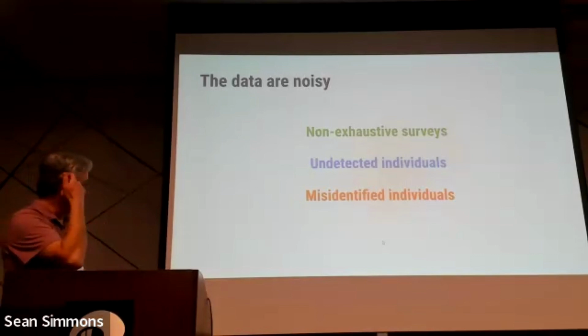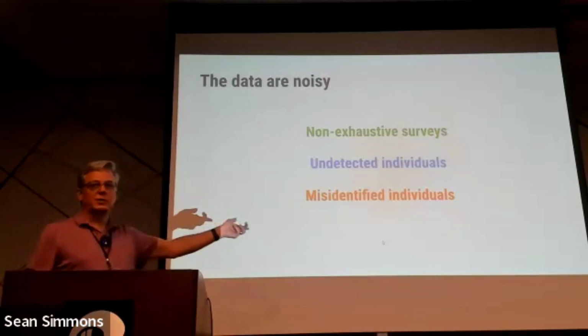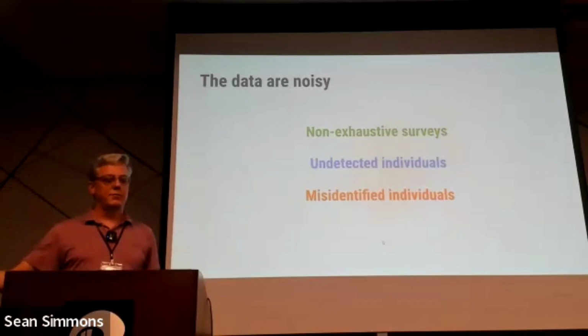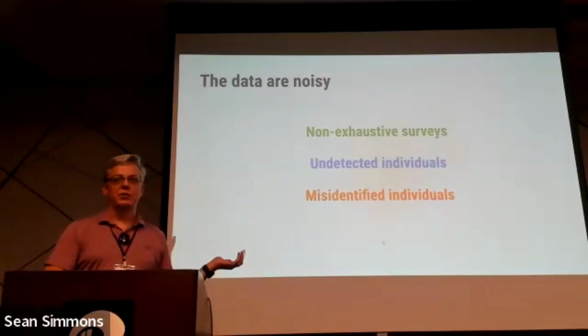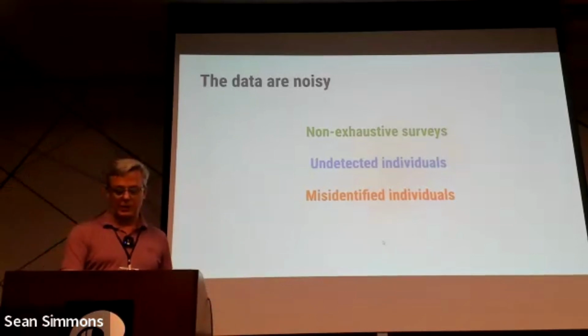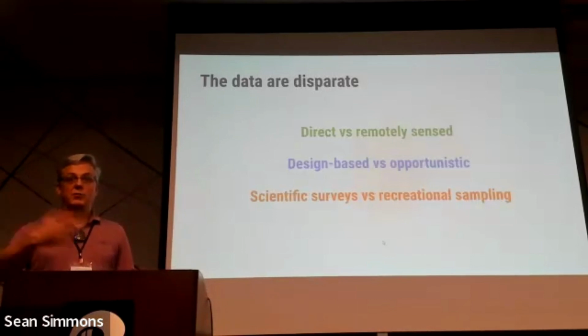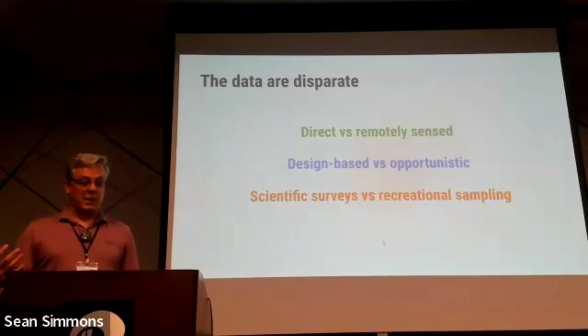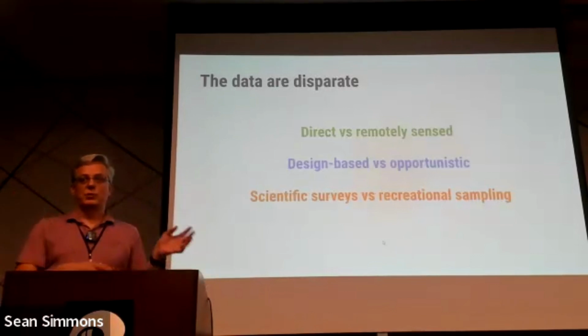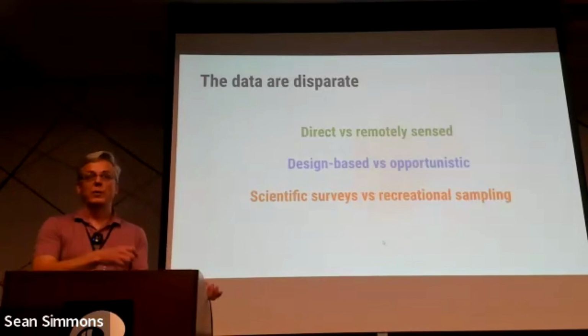I was talking with some folks at a coffee break who are trying to deal with this. Non-exhaustive surveys, undetected individuals, misidentified individuals. So we have problems when we go out and do this. Data are disparate. We get them from all kinds of different sources. We may have direct or remote sample data. We have design-based surveys, or we just have opportunistic surveys. People go when they can.